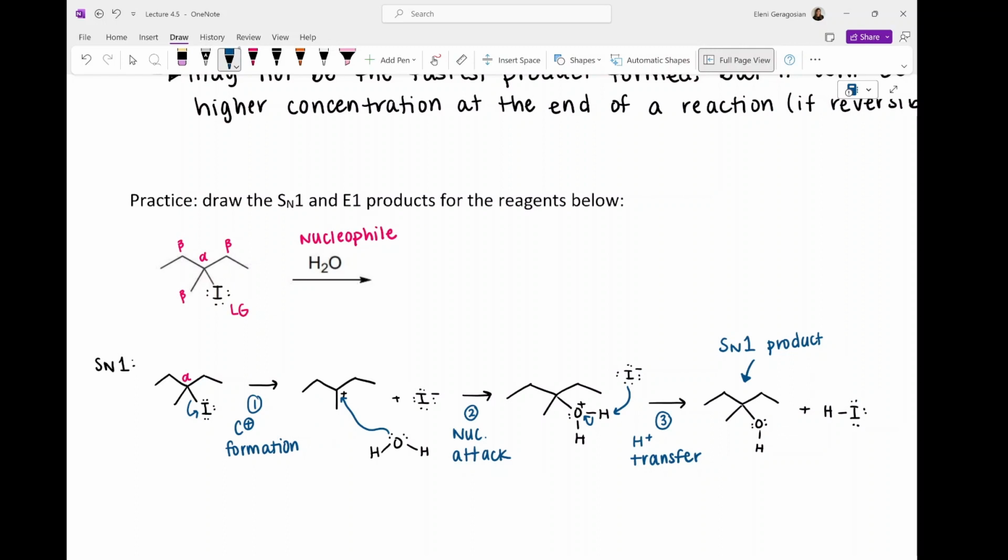And so when we are in class, we will go through the E1 mechanism, showing the different products that we might get from removing different beta hydrogens, so hydrogens bonded to different beta carbons. And so we'll draw all of the possible products. But that'll be it for this video. So just real quick, SN1 mechanism here.